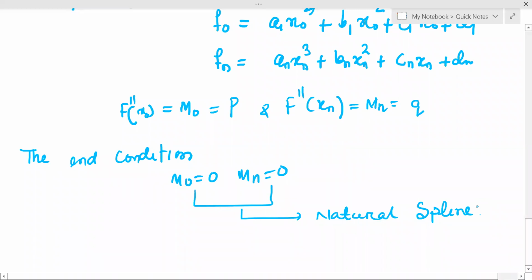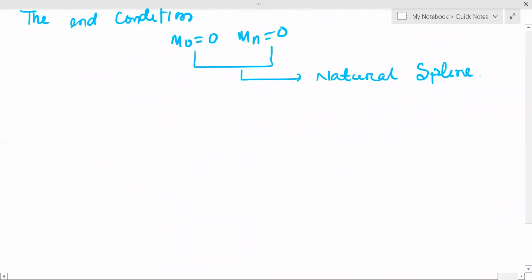And we need to simplify the above equation, then we can find A0, A1, B1, C1, D1, A2, B2, C2, D2, all constants we have to find and put in this equation, and that is our required cubic polynomial. Okay. So just we need to solve one example. Then you better understand this problem.